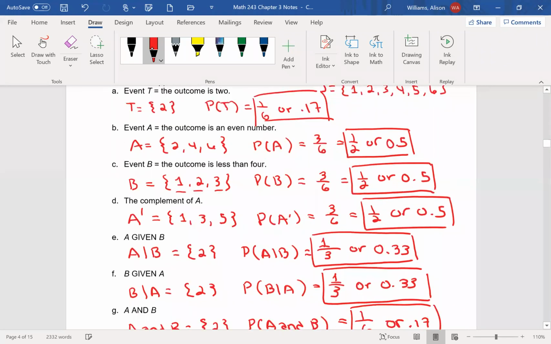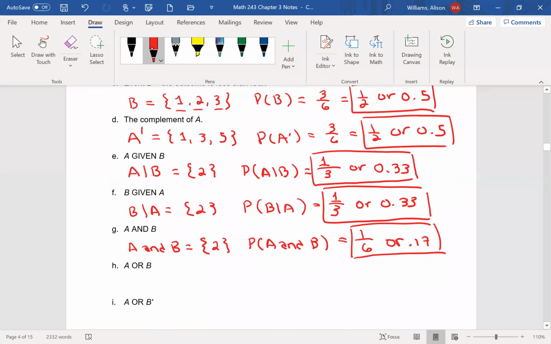Be consistent. All right. A or B. Okay, so for A or B, now we're looking at numbers that are in either one.